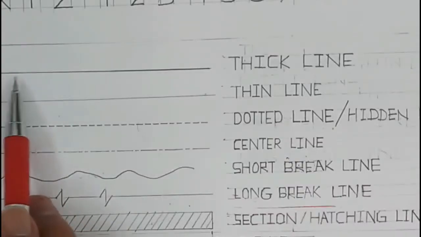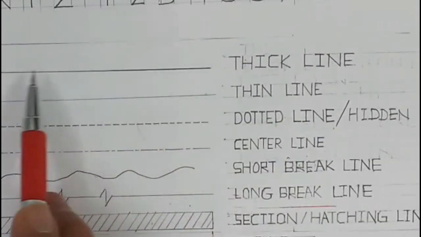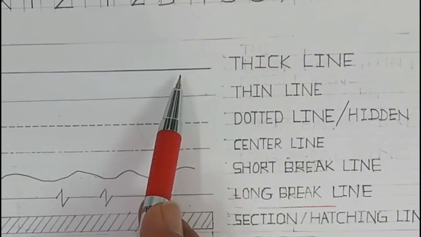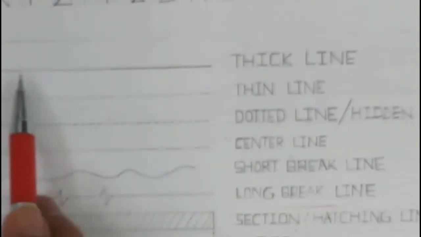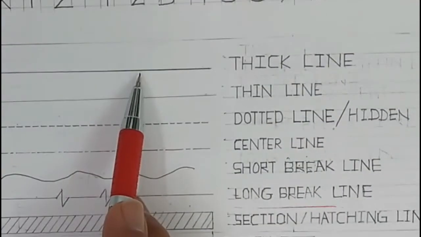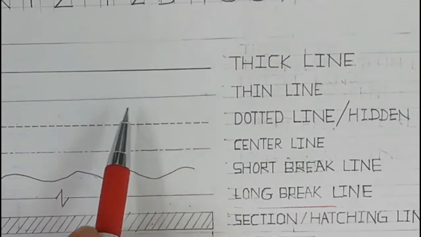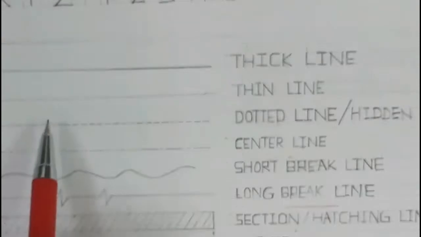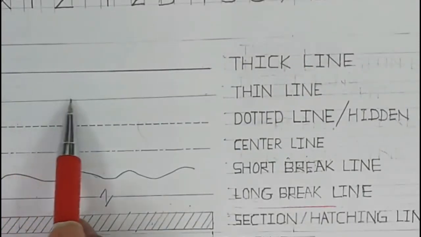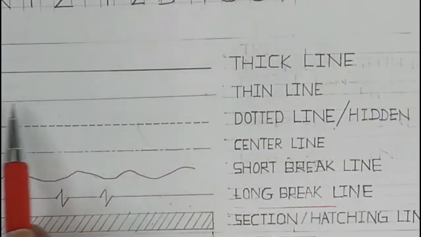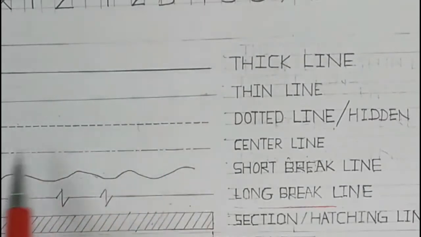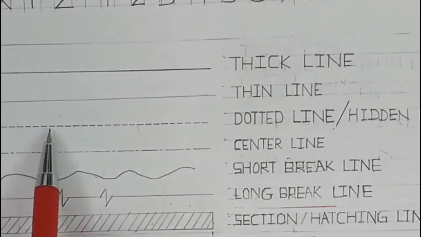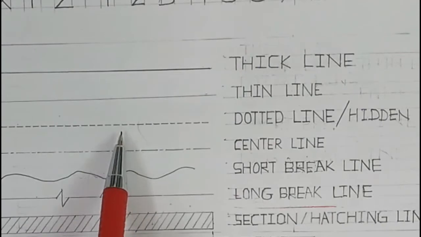Now here we see the first type of line, which is called a continuous thick line, and it is drawn with a certain thickness of 0.5 mm. Later on I am going to explain how to draw all these lines and when to represent them on the drawing. Let us go to the second type of line, which is called a thin line, or we specifically call it a continuous thin line. Then we have the next type of line, which is called a hidden line or dotted line.